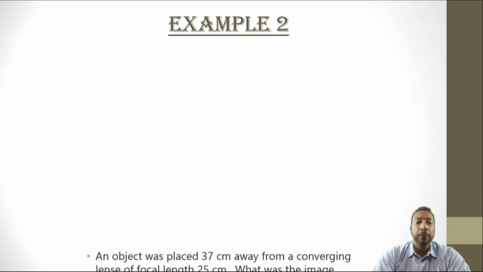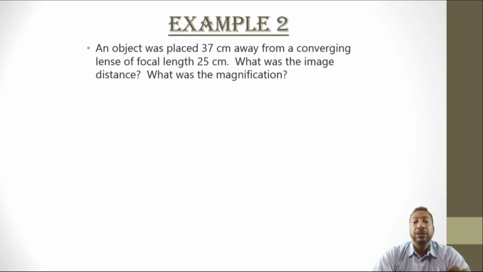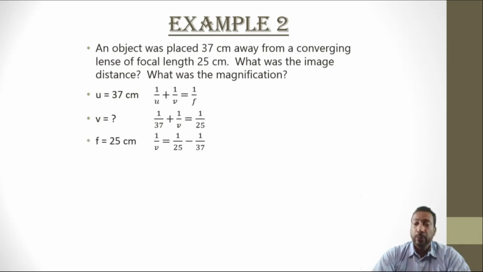Example 2. An object was placed 37 centimeters away from a converging lens of focal length 25 centimeters. What was the image distance and what was the magnification? So as always, we begin by identifying our givens. u is 37 centimeters, v is unknown, f is 25 centimeters. We substitute into our formula. In this example, we have to transpose and we subtract 1/37 from 1/25. Using our calculator, 1/v will be 12/925.